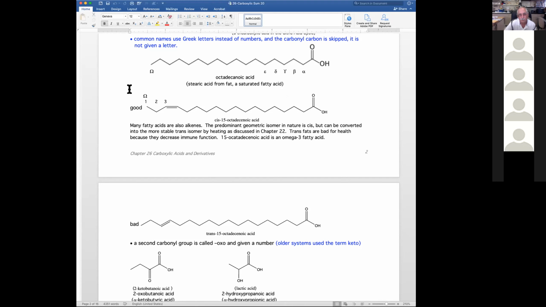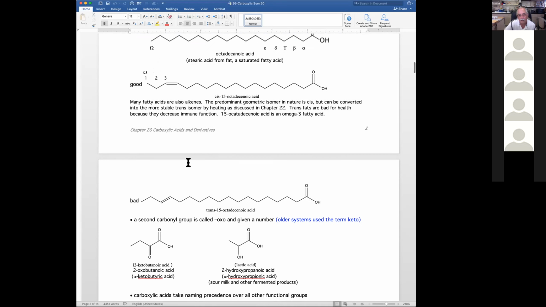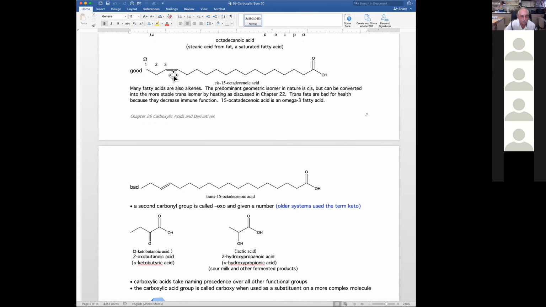What if you were to put this in a vat and start frying French fries with it, as an oil? Then some of that cis bond could have been converted into the trans bond because the trans is more stable. And what do we know about trans fatty acids? Well, they're bad. But is it an omega-3 fatty acid? Omega-1, 2, 3, yes it is. But it's still bad because it's trans.